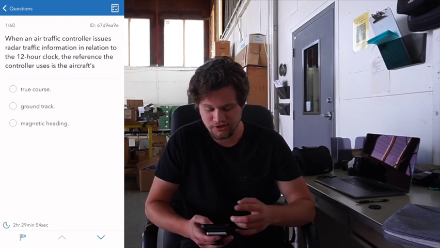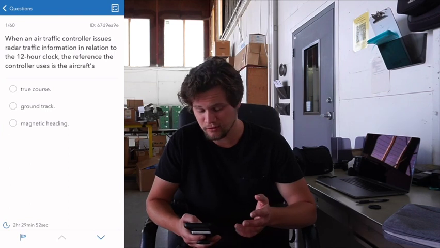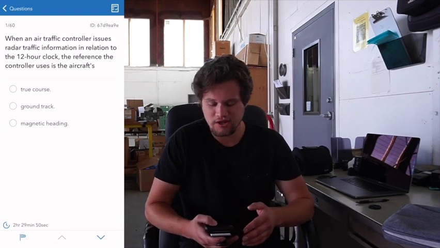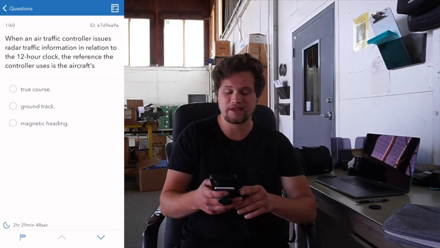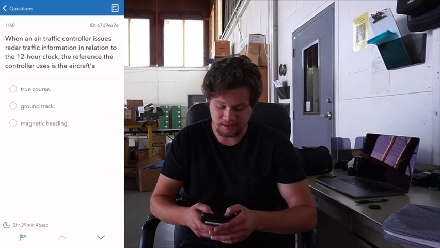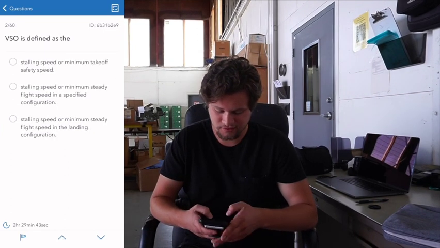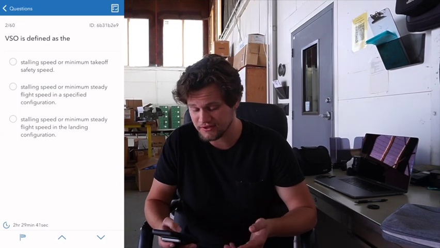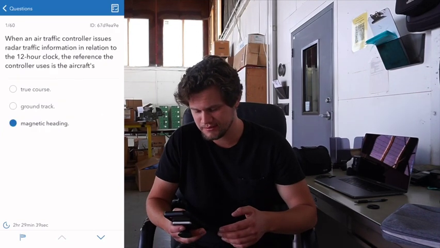When air traffic controller issues radar traffic information in relation to the 12-hour clock, the reference the controller uses is the aircraft's magnetic heading, right? I'm going to try that. So it's not going to tell us if it's right or wrong till the end. And so I probably just answered that wrong. Well, I need to go back and review.